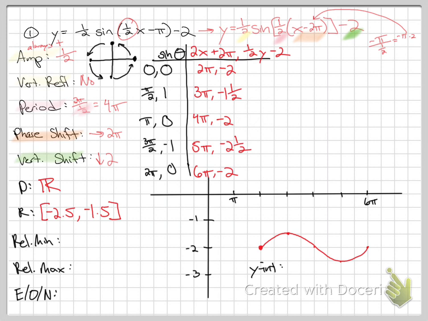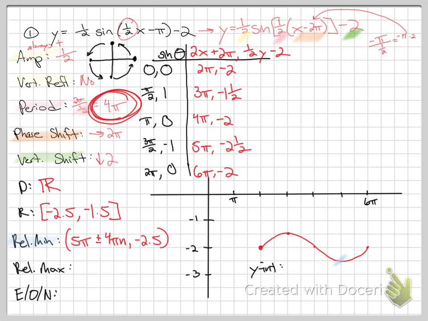Relative minimum, I believe I made that blue last night. The bottom of a valley is at 5 pi. But this is just one cycle. That continues on and on forever, and it continues every 4 pi. So plus or minus 4 pi n. The period for this is 4 pi. And that point is at negative 2.5. These are parentheses because it's a point.